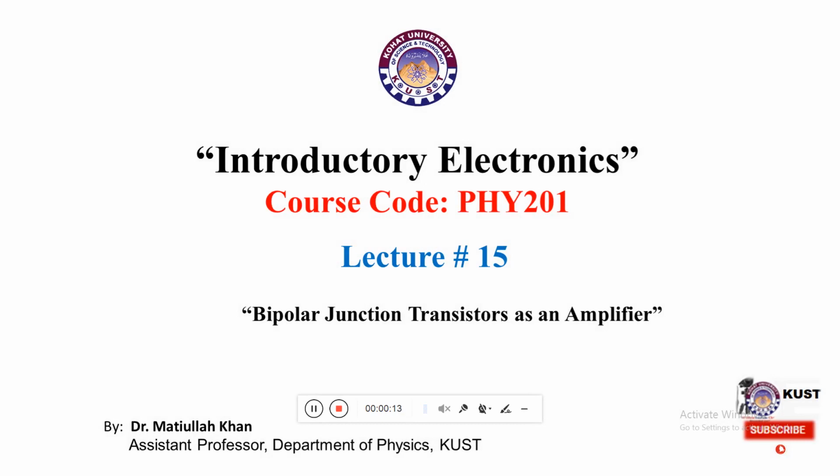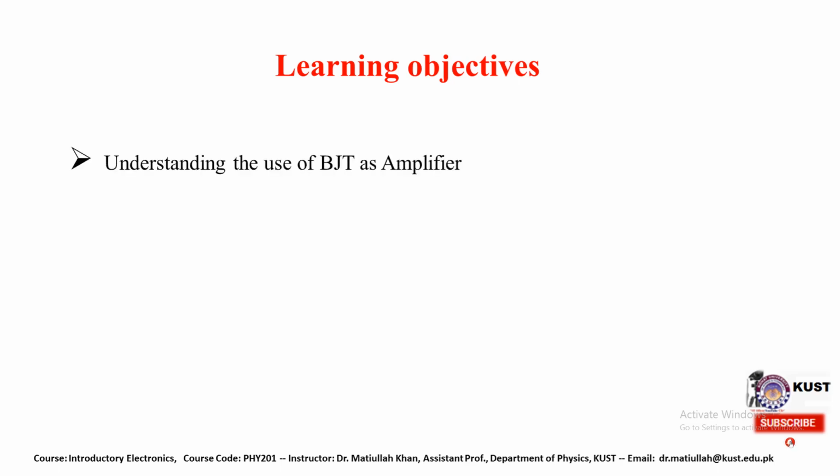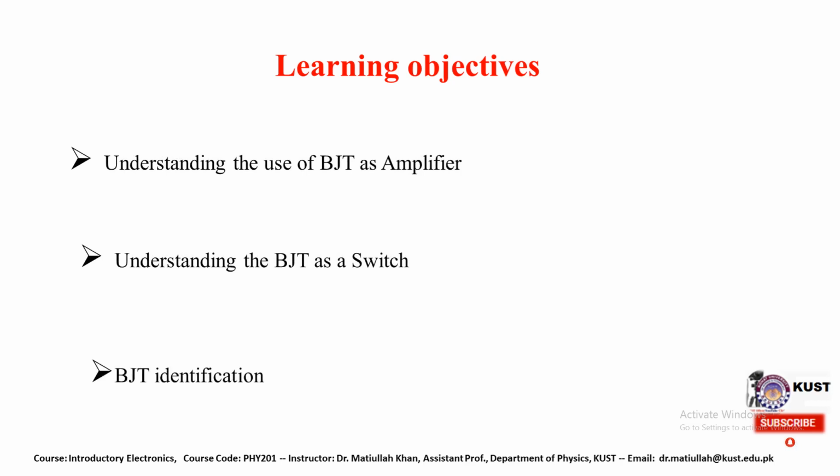This lecture is a part of lecture series from the course of Introductory Electronics having the course code of PHY 201. In today's lecture, our basic objective is to understand the use of BJT as an amplifier, how it can amplify the input signal. And the other objective from this lecture is to understand the usage of BJT as a switch. And finally, in the end of the lecture, we will also try to identify the BJT.